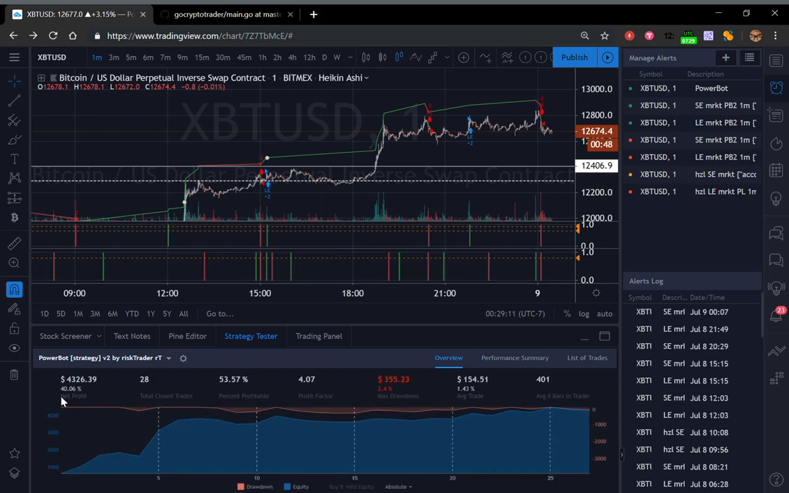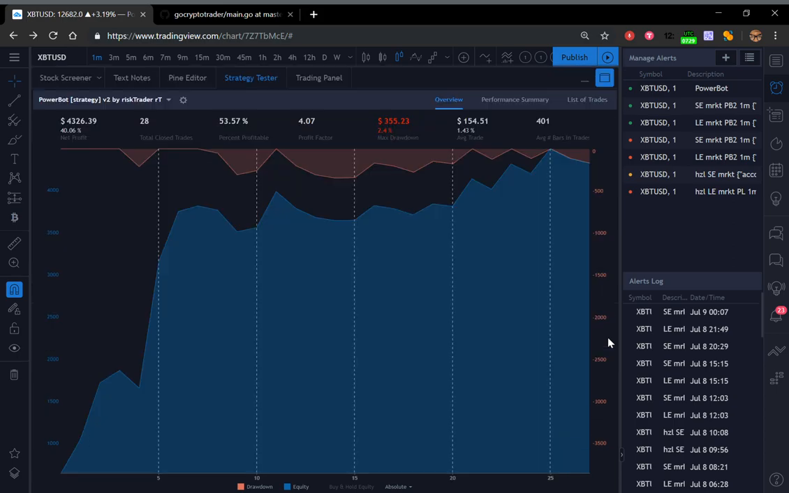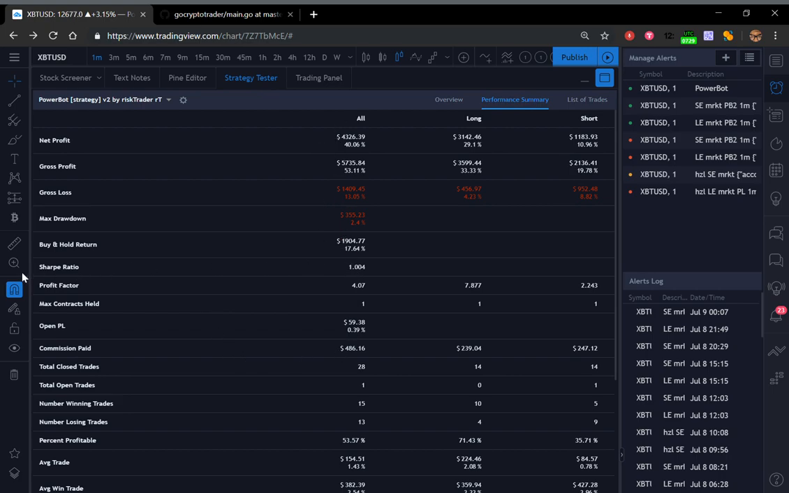Now that's about trading with one times leverage. If you have a Bitcoin to trade with, this bot will definitely make you $4,000 in 7 days. That drawdown is minuscule. Okay, let's go look at the performance of this bot. This is accounting for slippage. That's what you see right there. It still pulls in a Sharpe ratio of one with slippage.